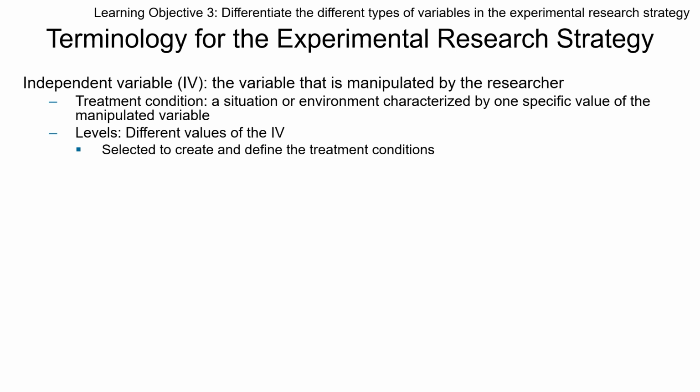Third learning objective, differentiate the different types of variables in an experimental research strategy. So I just said these, but we're going to go over them now in a little bit more detail. So the independent variable is whatever variable is manipulated by the researcher. It is the treatment condition.